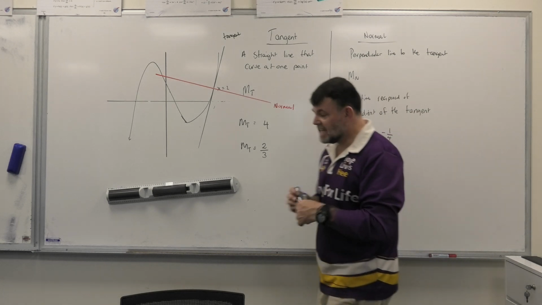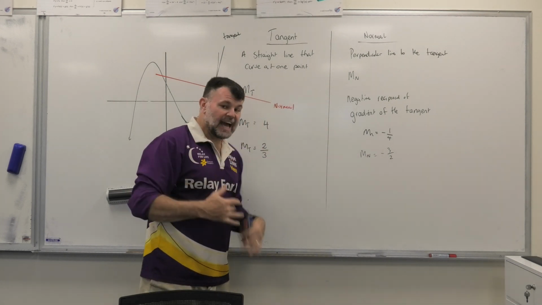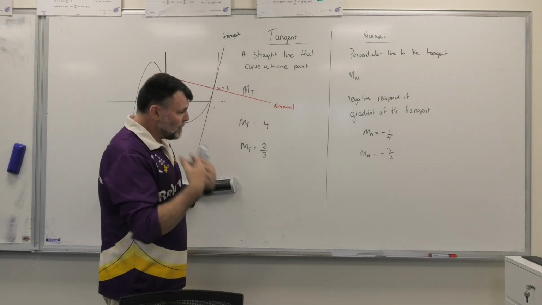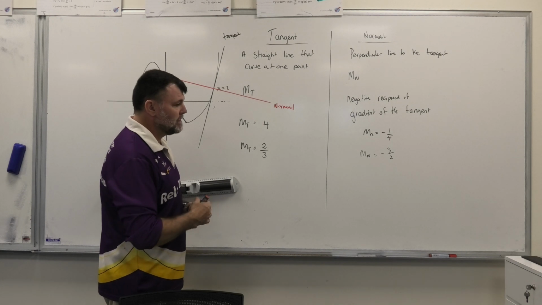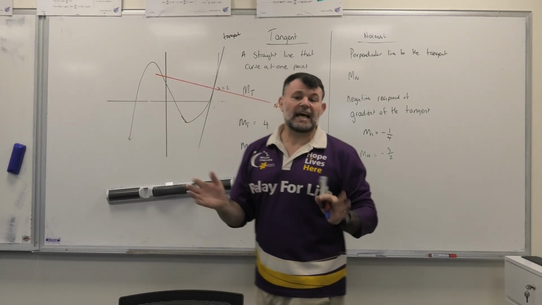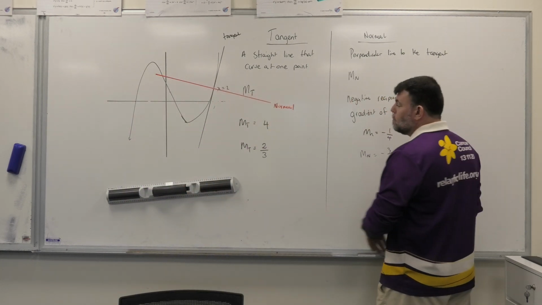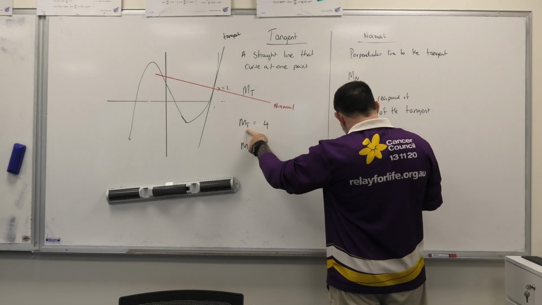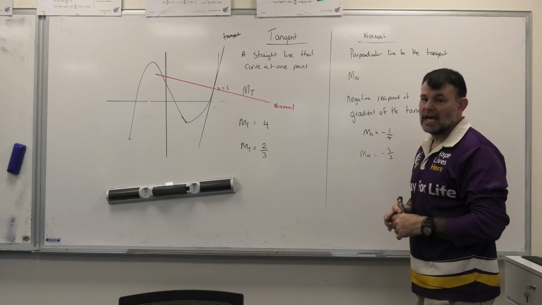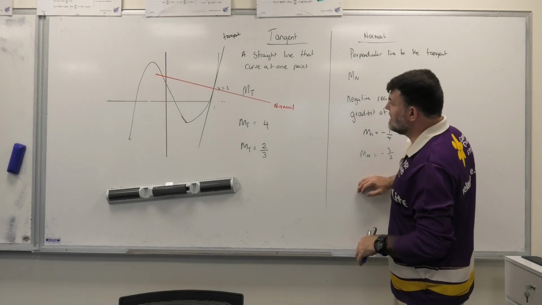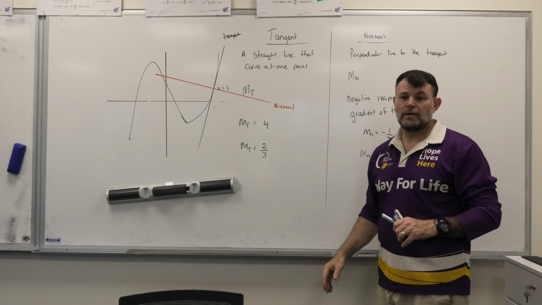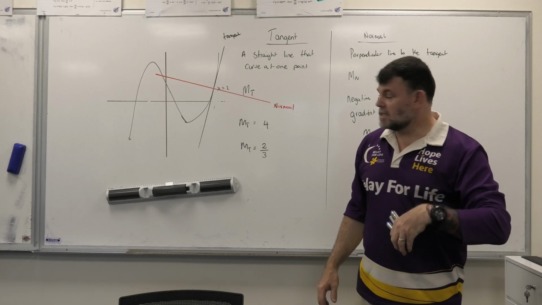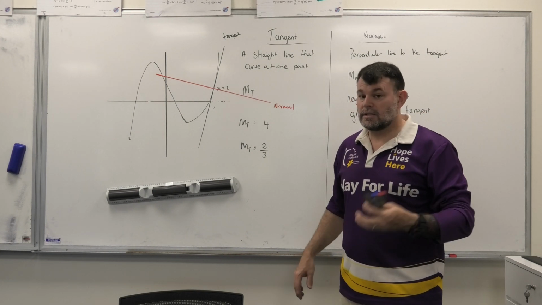When we're looking at tangents and normals, when we calculate the gradients and the equations, everything is exactly the same, except for when we calculate the gradient of the tangent and the gradient of the normal. And we use that to help us calculate the equations of each of these things. Alright, in the next video, we're going to look at some examples.